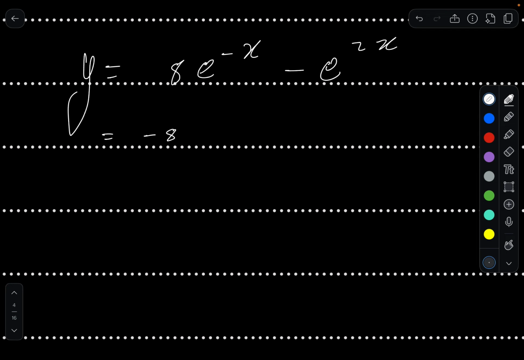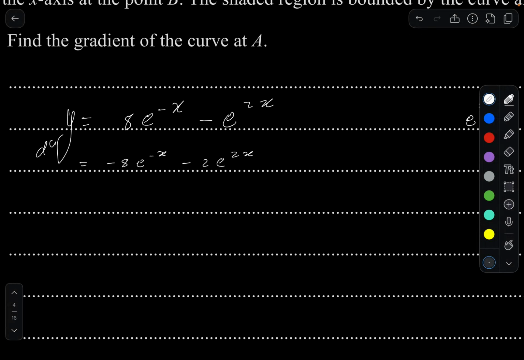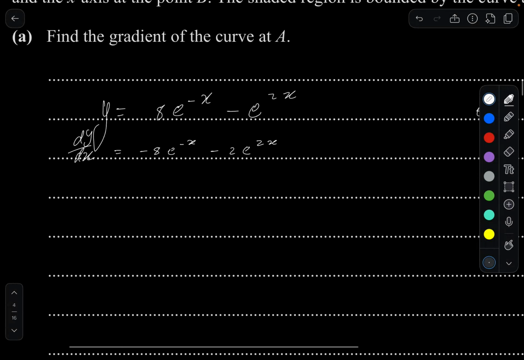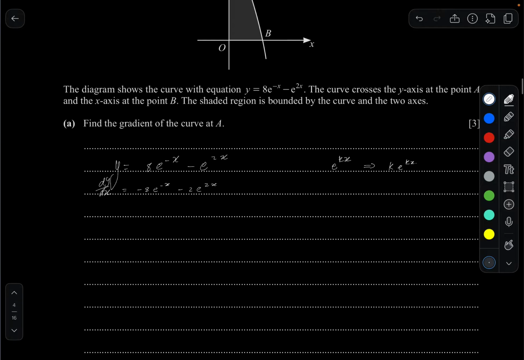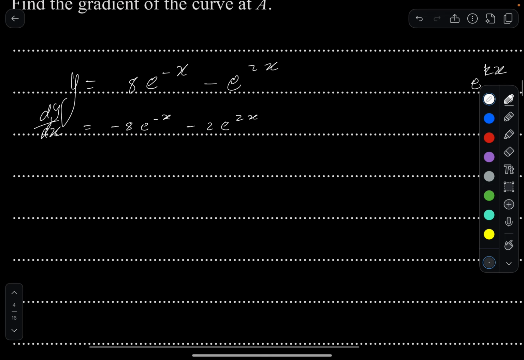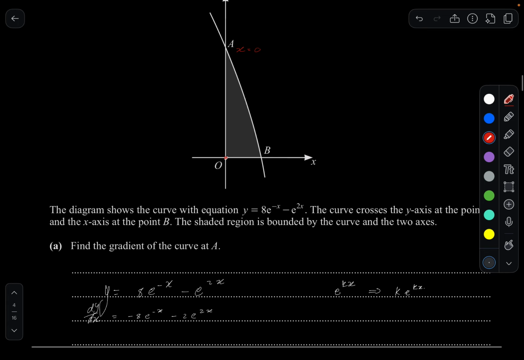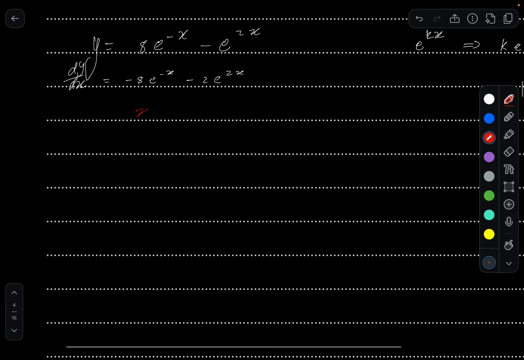The answer you get is negative 8 e to the power of negative x, and then this will be minus 2 e to the power of 2x. And now this will be labeled dy over dx. Now, they tell you all of this and they say find the gradient of the curve at point A. And we know at point A, if you're looking at this curve, this is the y-intercept, sorry, so x equals 0. So we'll basically say x equals 0, and now we substitute 0 in there.